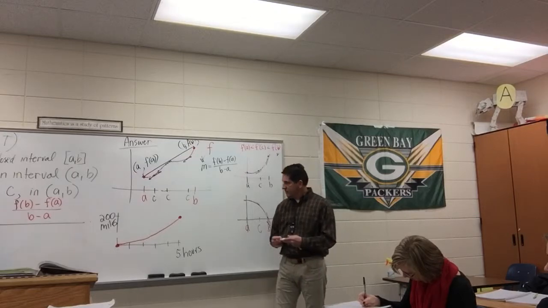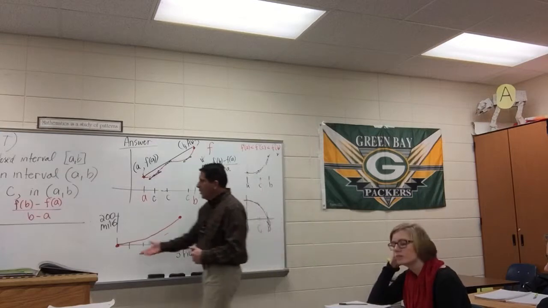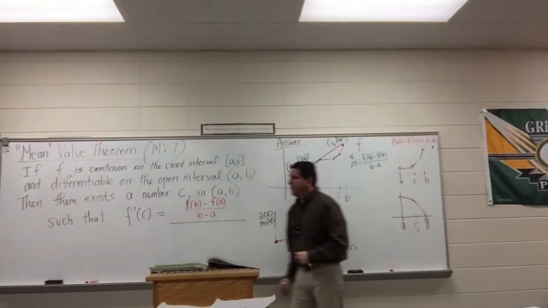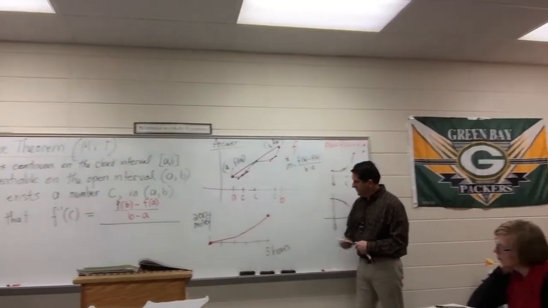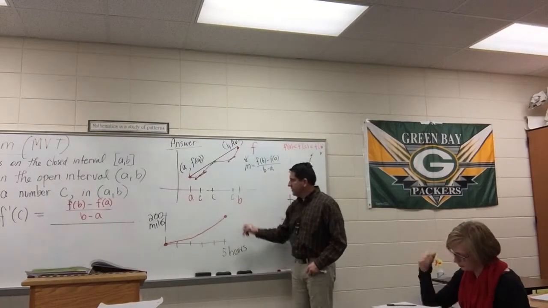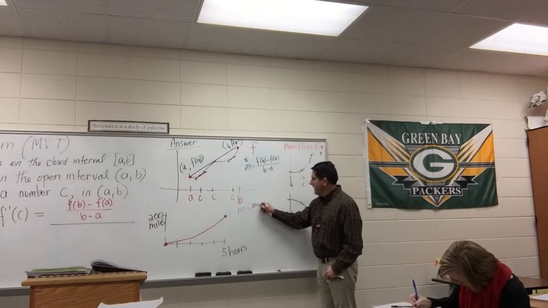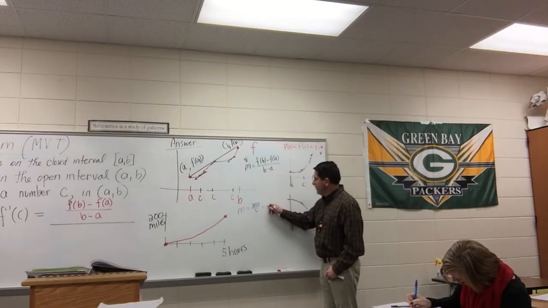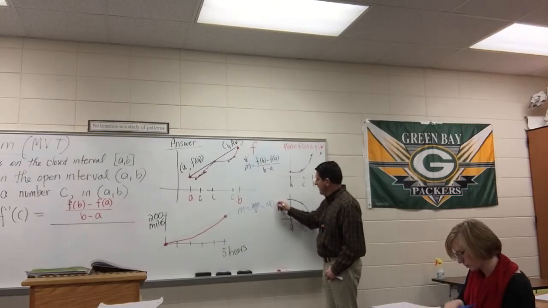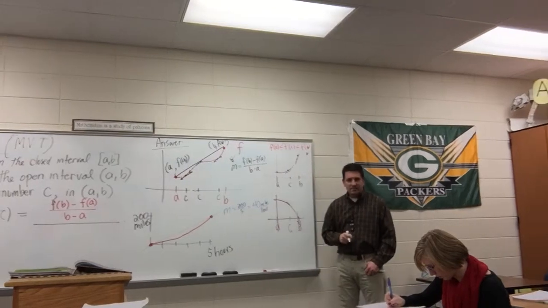Here's what mean value theorem says. What's my average speed for my trip up north? It's the line that goes here. What's the slope of that line? 200 divided by 5, which is 40 miles per hour.